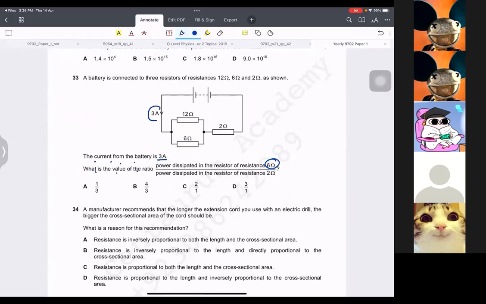First of all, you should understand this current basically goes through this for sure. Okay. So we are going to use power is equal to I square R. So here I is 3, so 3 square is 9, R is 2, 9 into 2 is 18 watt. Now we got to find this. If you want to do it really quickly, you want to know how much current goes here, how much current goes here. So I just want to tell you one method of this.